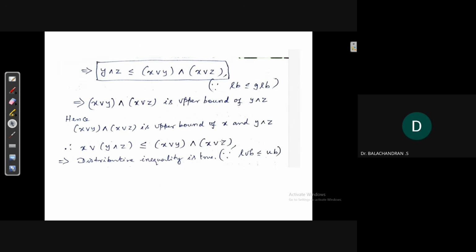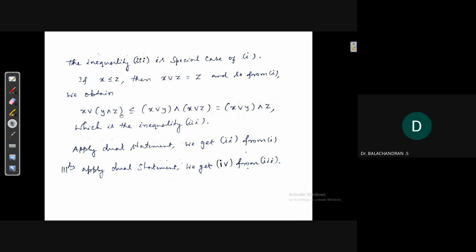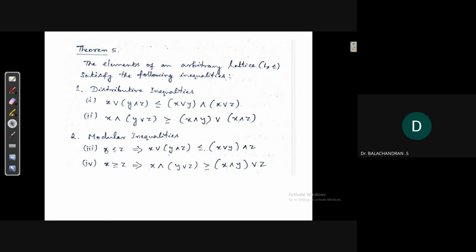After finishing this lecture, I will tell you some hints. You people remember the proof easily, but anyway, I will give you some hint, and hence the distributive law is true. Now, the inequality 3 is a special case of inequality 1.